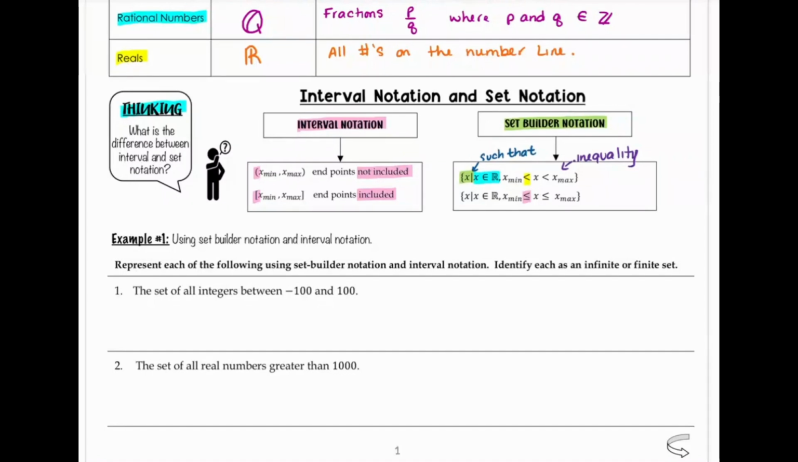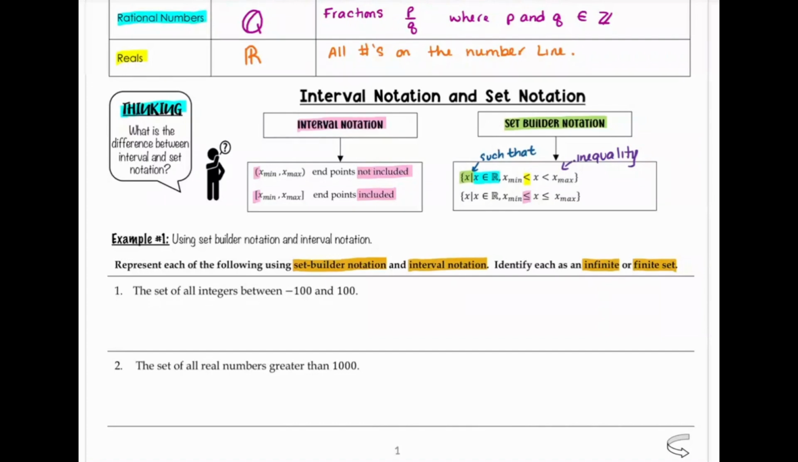All right, let's do a quick check right here, a quick example using set builder notation and interval notation. Represent each of the following using these two notations. We want set builder and we want interval. Identify each as either an infinite or finite set. So for this first one, we have the set of all integers between negative 100 and 100.